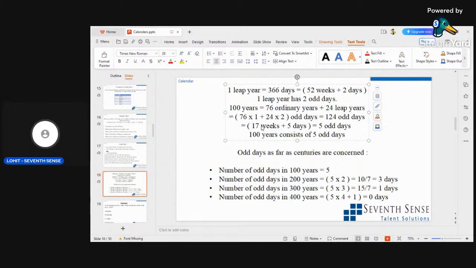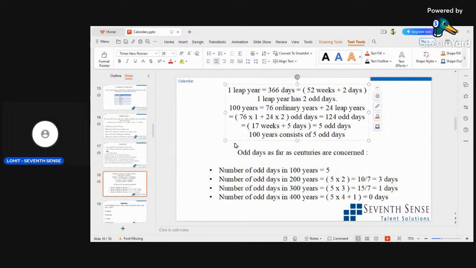Okay. So if you calculate that, what is the answer you're going to get? You're going to get 124, which is greater than 6. So what are you going to do? You're going to divide that by 7. If you divide 124 by 7, what is the remainder you're going to get? You're going to get the remainder as 5. So in 100 years, how many odd days did we get? We got 5. Correct?